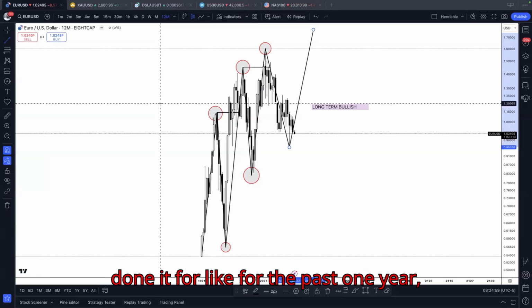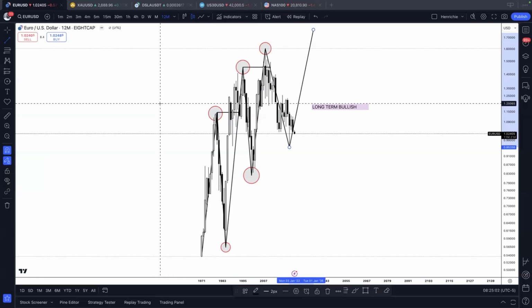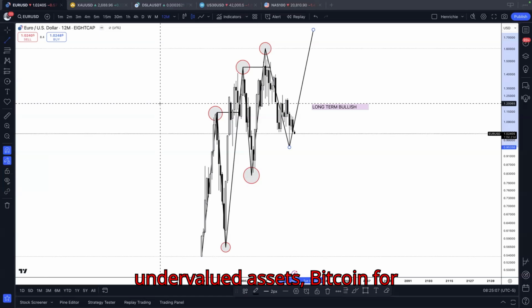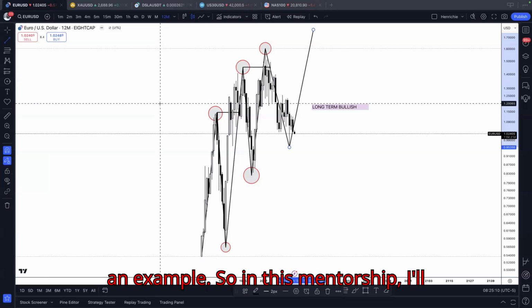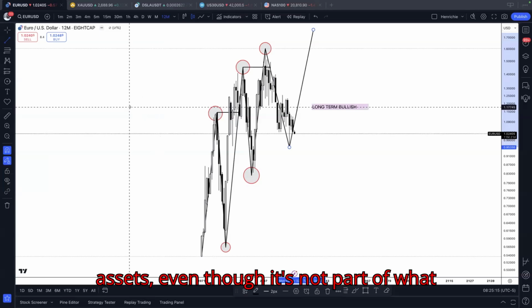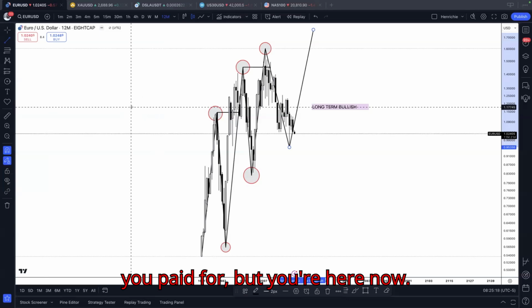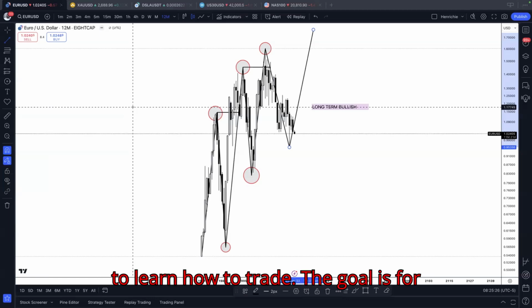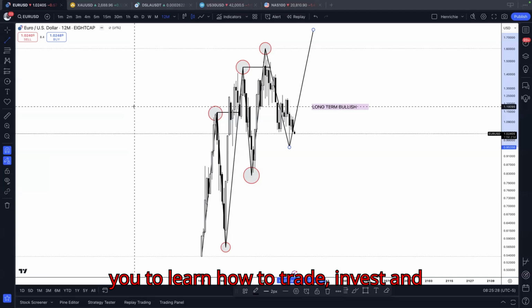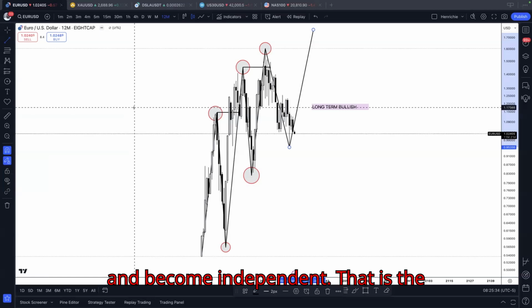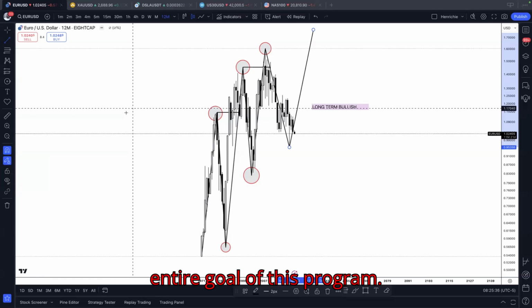Imagine if you've done it for the past year. This is just you investing in undervalued assets, Bitcoin for an example. So in this mentorship, I'll teach you how to find these undervalued assets, even though it's not part of what you paid for, but you're here now. So I'll teach you about that as well because I teach everyone in my mentorship. The goal is not just for you to learn how to trade. The goal is for you to learn how to trade, invest, and manage your funds and become independent. That is the entire goal of this program.